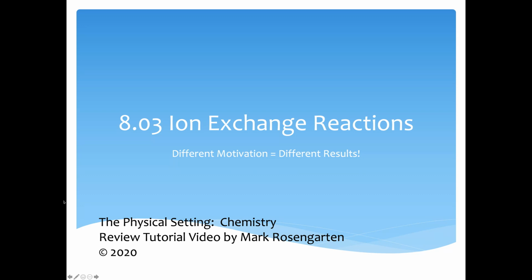Today we're going to move on with the different types of chemical reactions. Last time it was redox reactions, synthesis, decomposition, and single replacement. This time we're going to do a different kind of reaction with a different motivation. This is called an ion exchange reaction, and the reaction we're going to look at today is called double replacement.